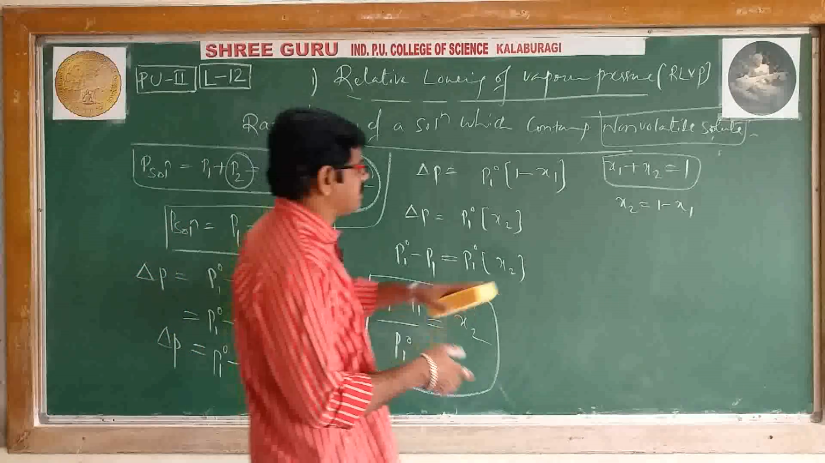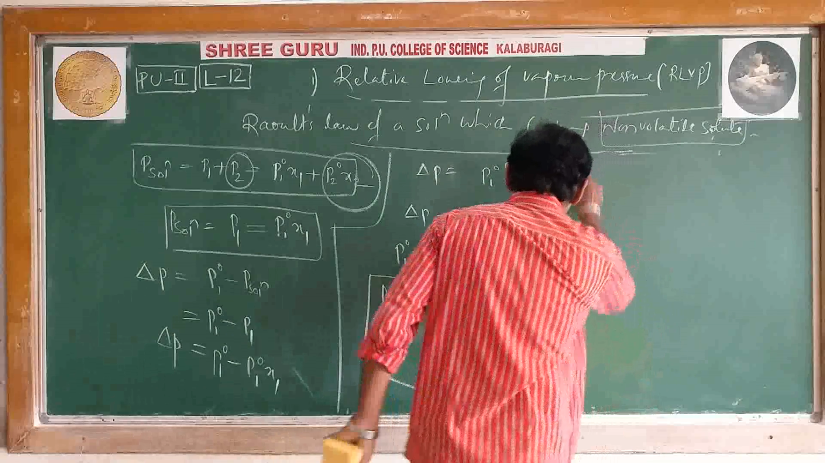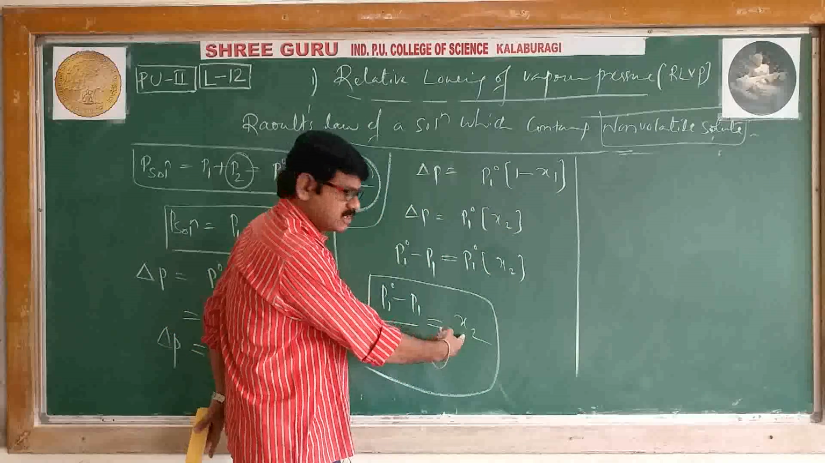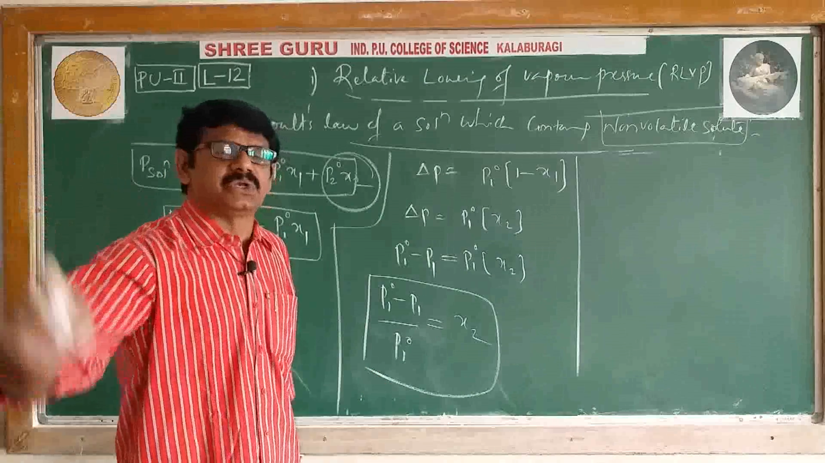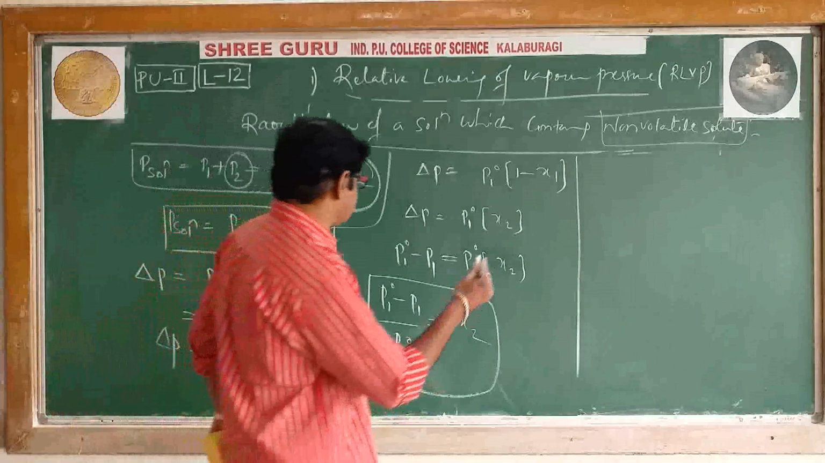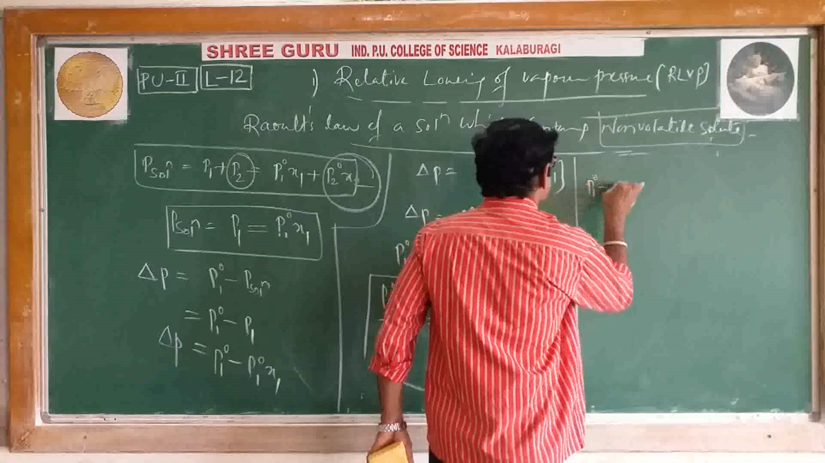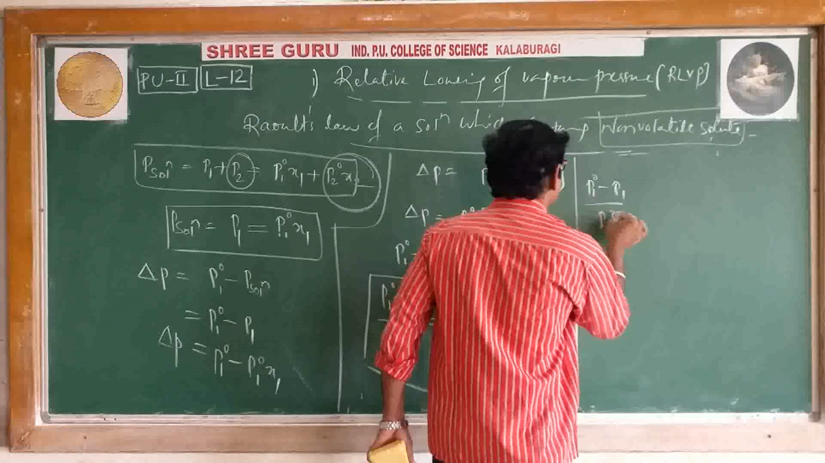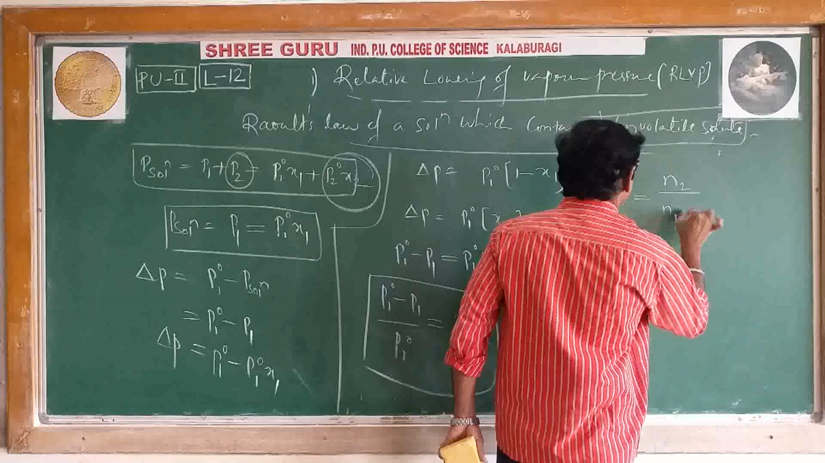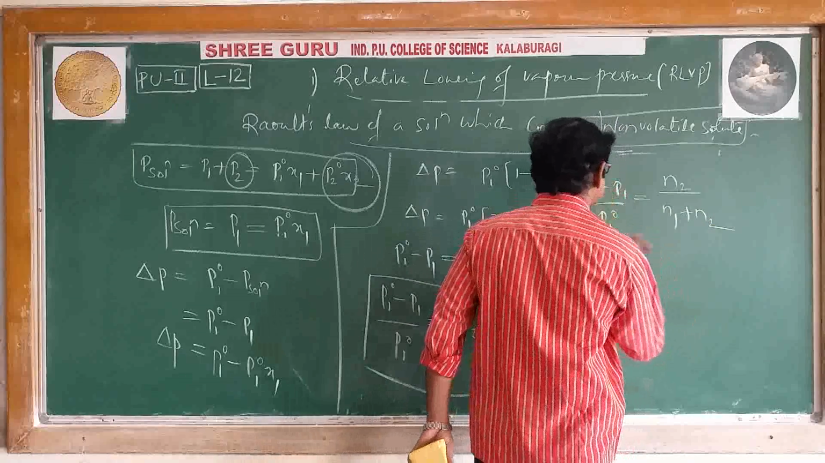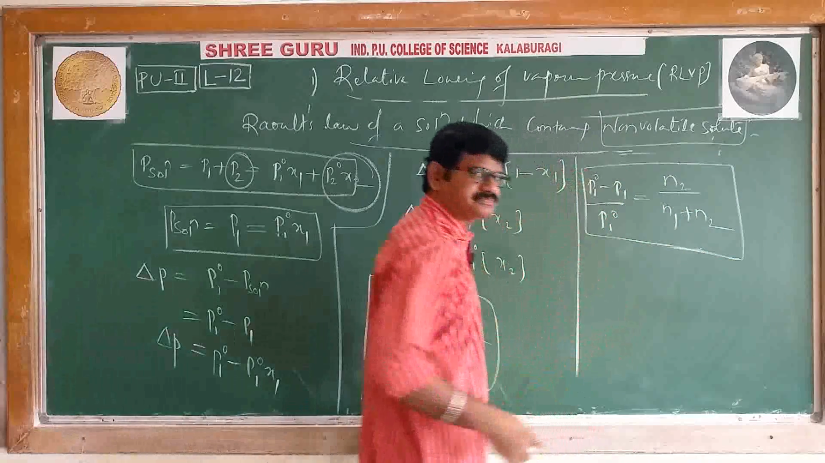How to extend the formula? Let's discuss now. Here, mole fraction of solute. What is mole fraction of solute? Number of moles of solute by total number of moles. Therefore, (P1 naught minus P1) divided by P1 naught is equal to X2, equal to N2 divided by (N1 plus N2). This is also a Raoult's law formula.